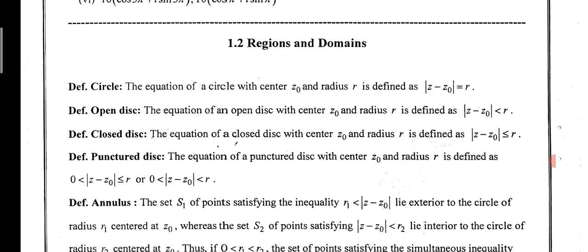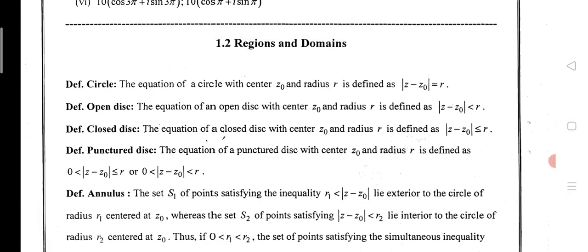And if we say closed disc, what is that? The equation of a closed disc with center z naught and radius r is defined as mod z minus z naught less than or equal to r, and it is called a closed disk.